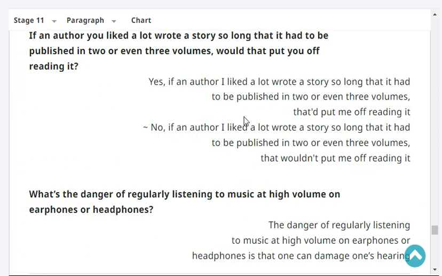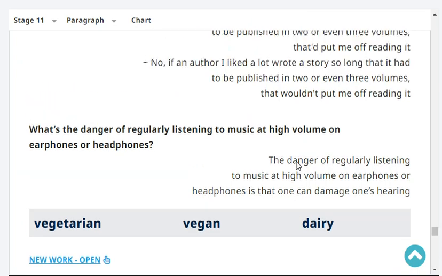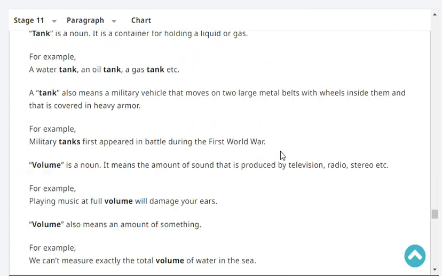What's the danger of regularly listening to music at high volume on earphones or headphones? The danger of regularly listening to music at high volume on earphones or headphones is that one can damage one's hearing. Okay, very good.